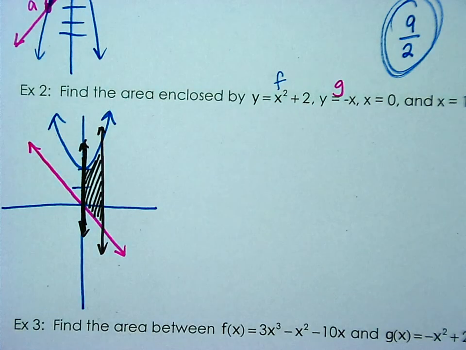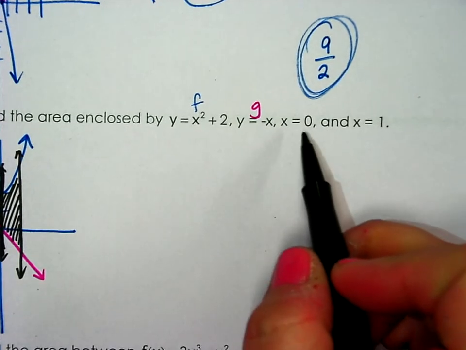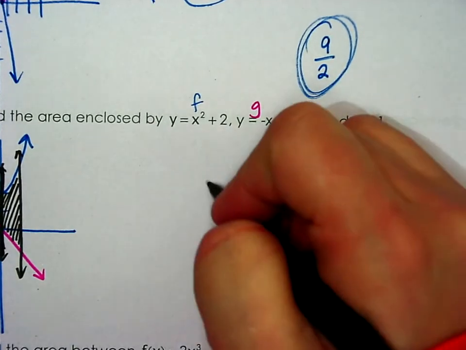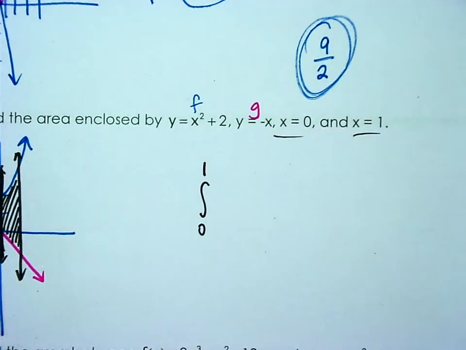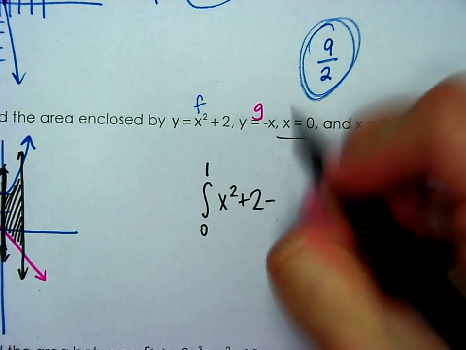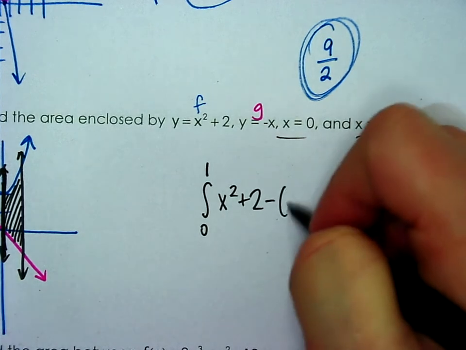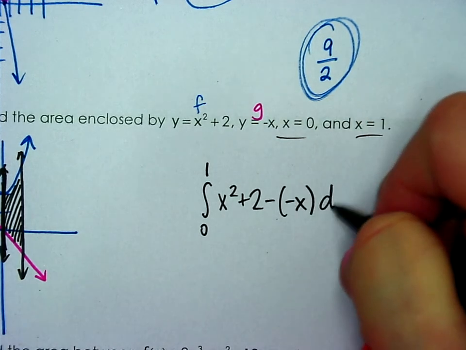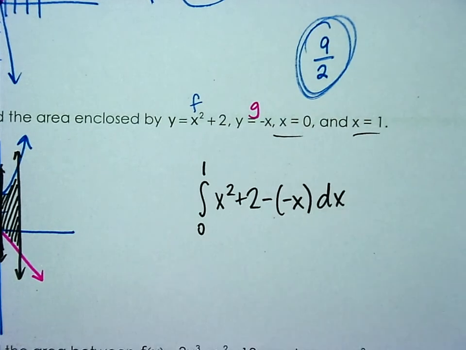So you can see the blue function is completely the ceiling, the pink function is completely the floor. So let's go ahead and set up our integral. We actually like it when we get vertical lines like this because that tells me right away I'm going to integrate from 0 to 1. My ceiling is going to be x squared plus 2, and then my floor is minus negative x. Okay, so there's my setup. Please include the dx at the end.